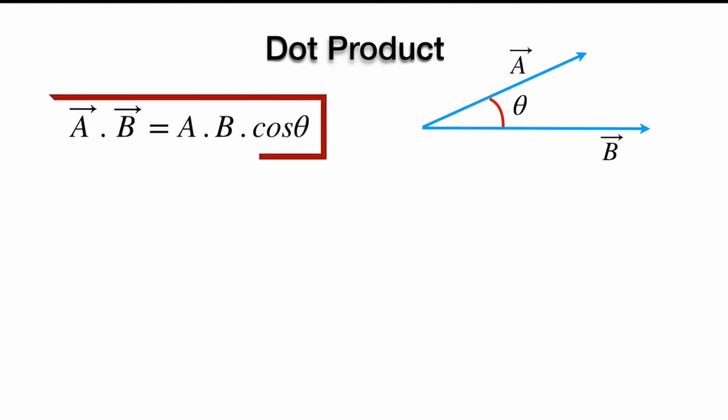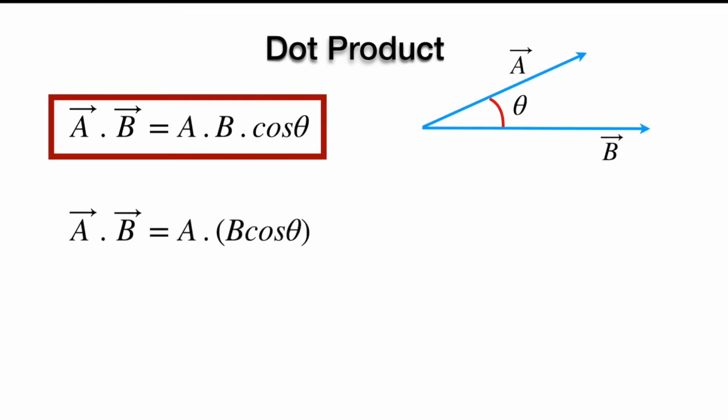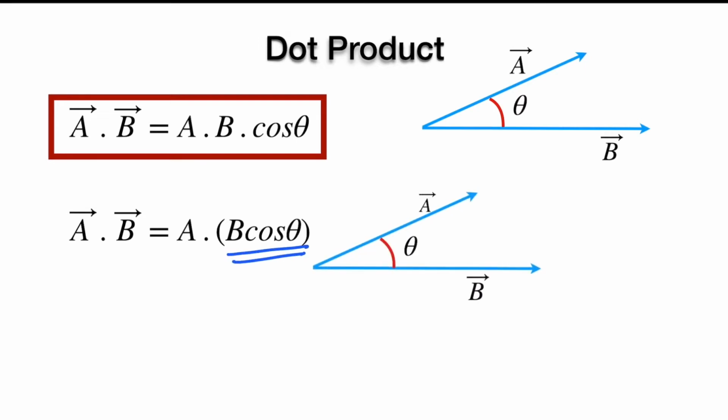What is dot product? Let's take two vectors, vector A and vector B, at angle theta. Then the dot product of A and B is given by AB cos theta. Now this AB cos theta can be written in two different ways. First one, A multiplied by B cos theta. Now this B cos theta is the component of B in the direction of vector A.